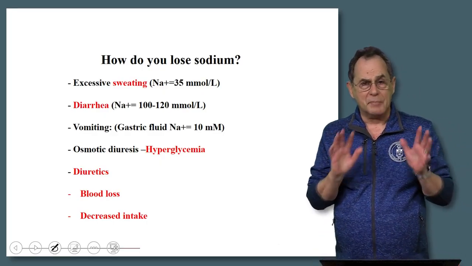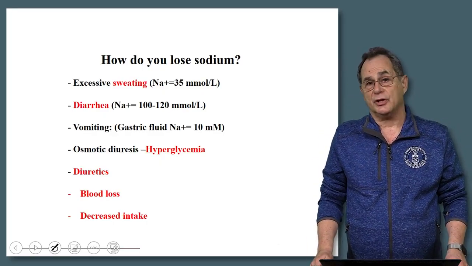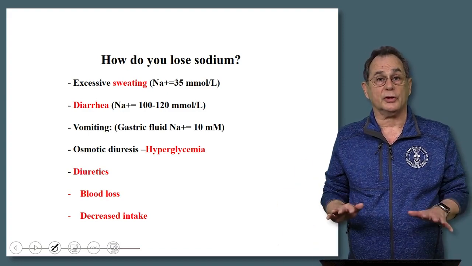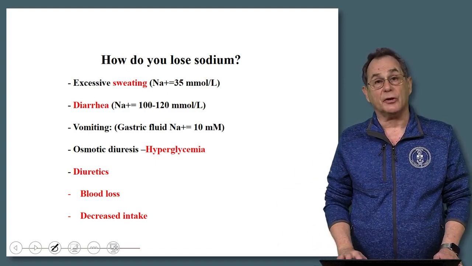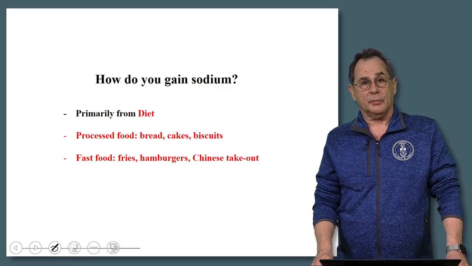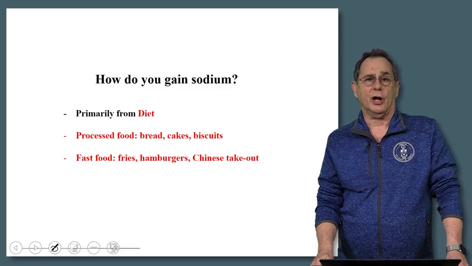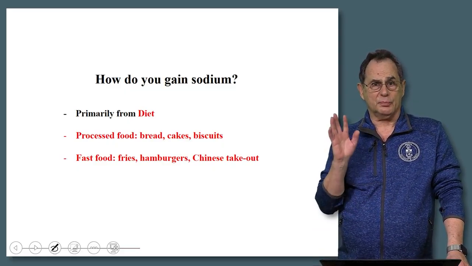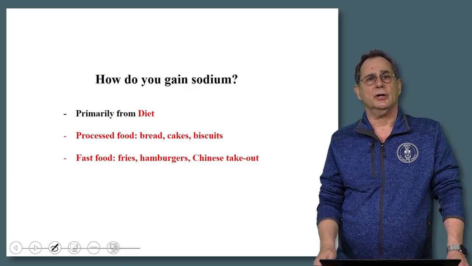Of course, not as major an item, because indeed most of us can reduce our urinary sodium excretion to exquisitely low levels, but nevertheless something to think about. So how do you gain sodium? Well, in North America, we primarily gain sodium from our diet. Processed food, very high in sodium. This includes breads, cakes, biscuits, and fast food.